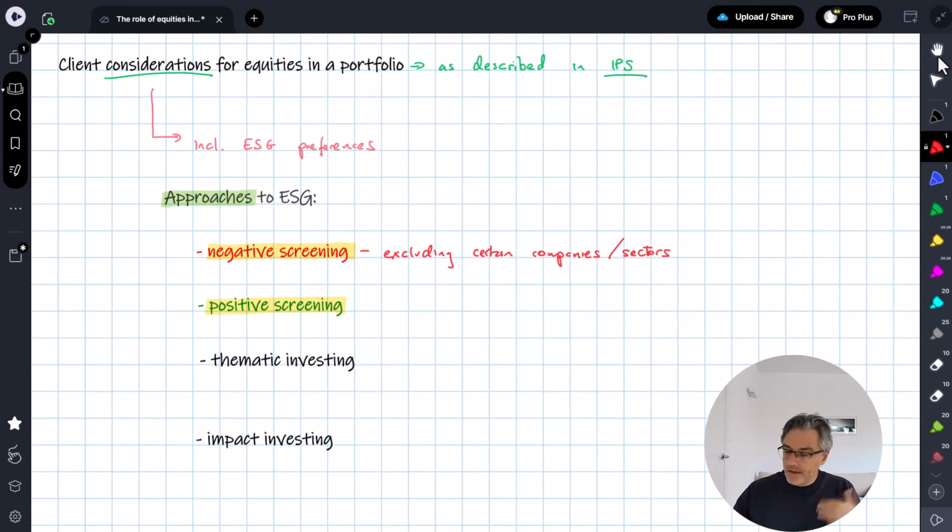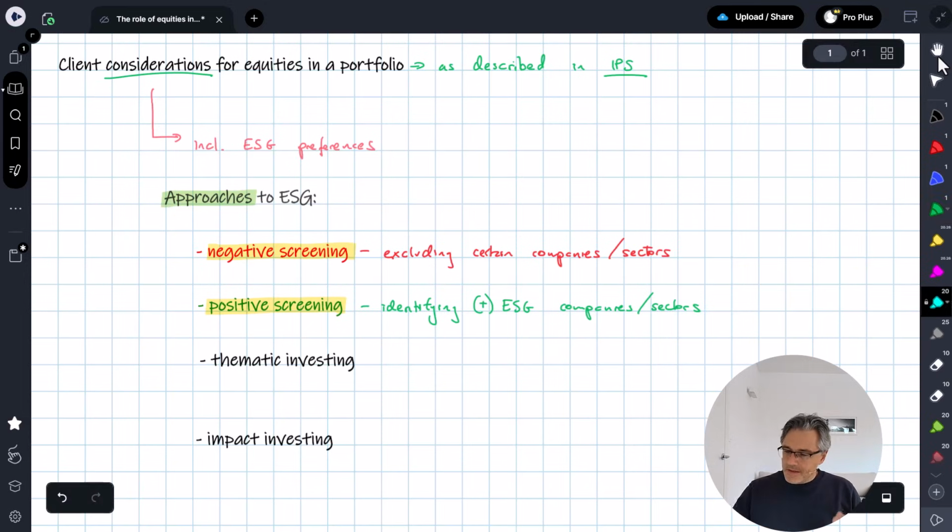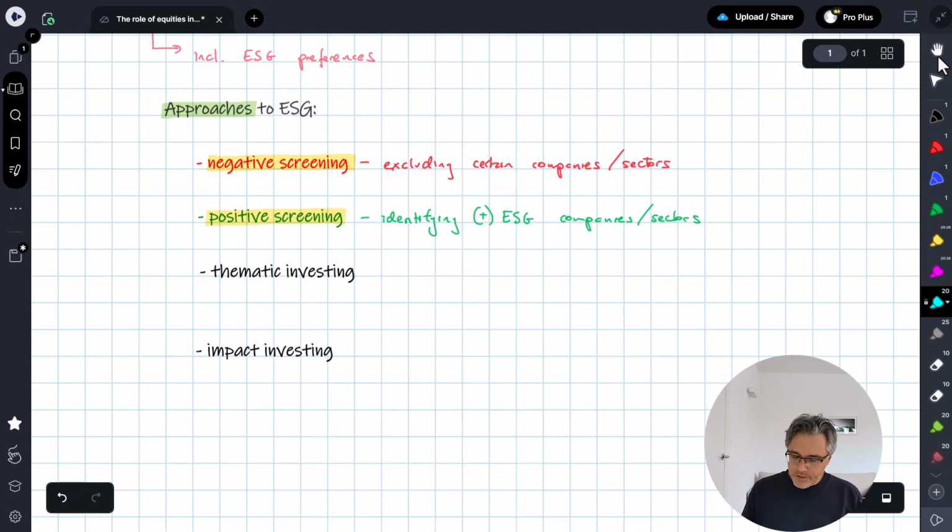Positive screening, on the other hand, is not about excluding, but actually looking for companies that fit certain criteria, that pass certain tests or screens. So identifying positive ESG companies or sectors. It's looking at pretty much the same thing, but from two different angles. And then maybe somewhat more modern approaches, namely thematic investing and impact investing.